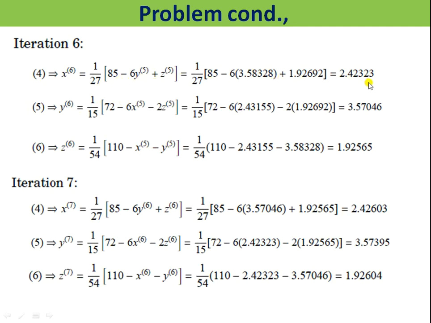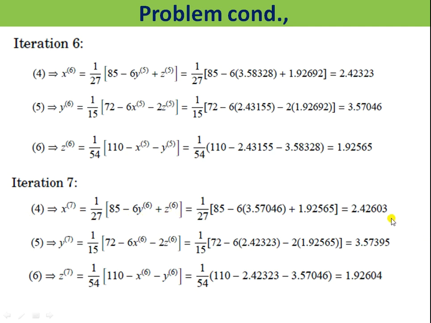We will get 2.42323, and y6 is 3.57046. Z power 6 is 1.92565. Now again I would like to move to the seventh iteration because the values are not equal. For the seventh iteration, I have to take the values from the sixth iteration. For finding x power 7, I am supposed to replace the y power 6 and z power 6 values.